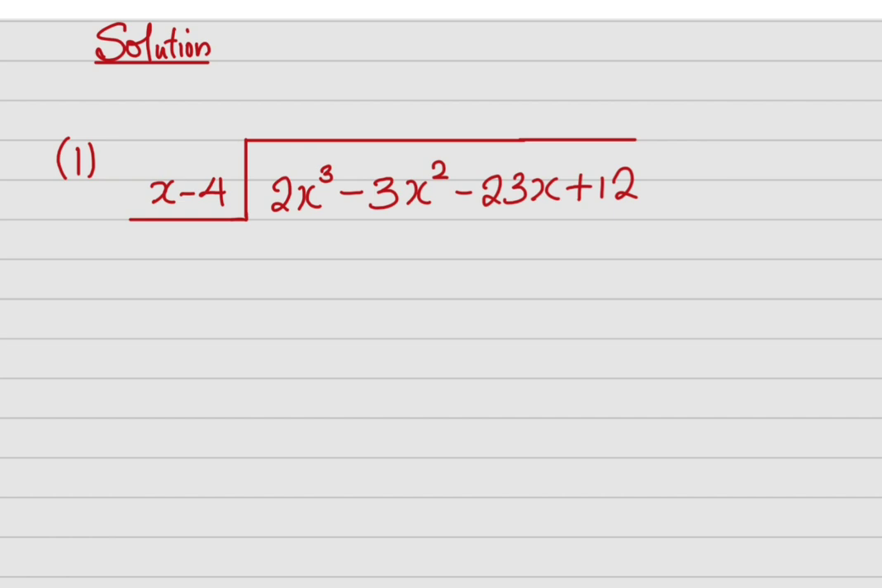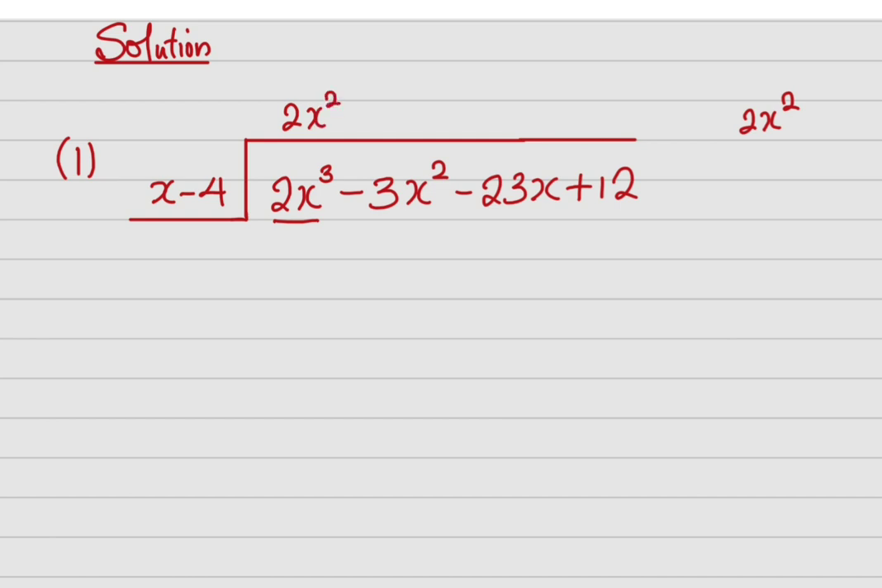So all you need to do is to think of a particular factor that when you multiply by x gives you the first thing here, which is 2x cubed. By inspection, you know that it is 2x squared. All right, that is one way to do it. So you have your 2x squared here.